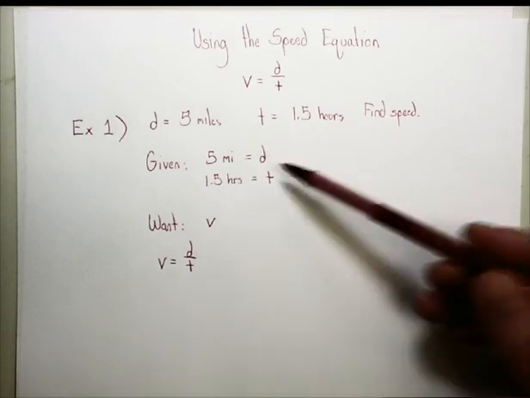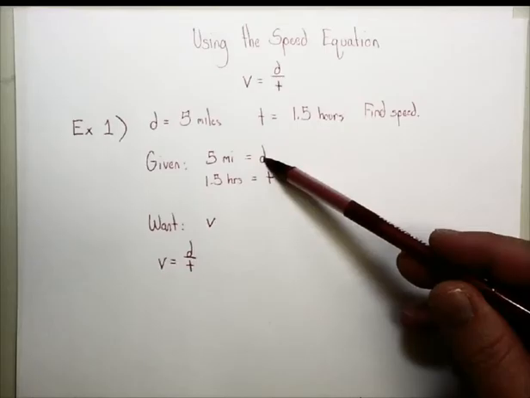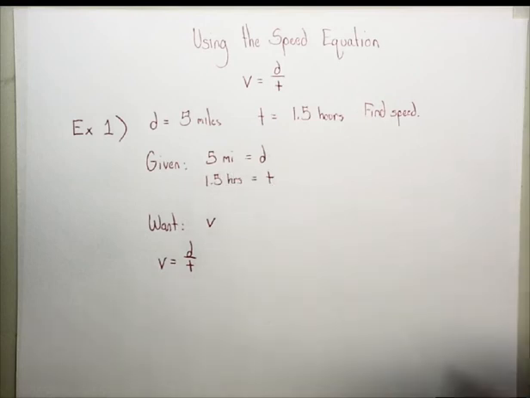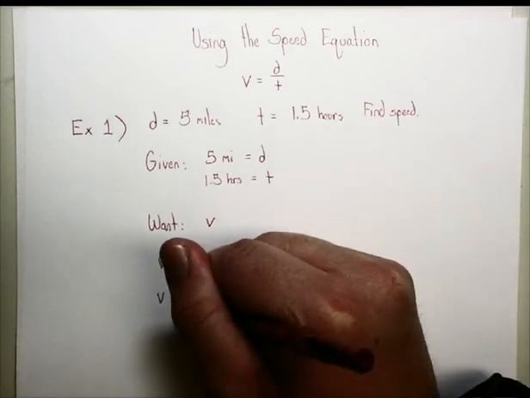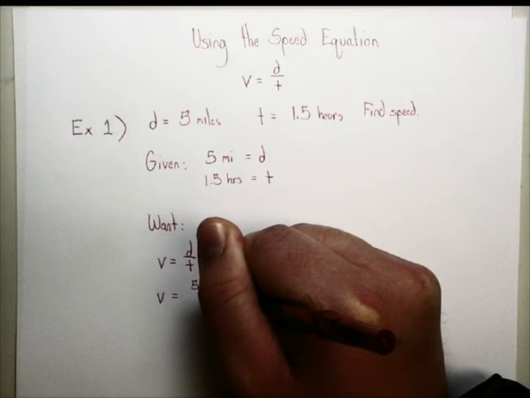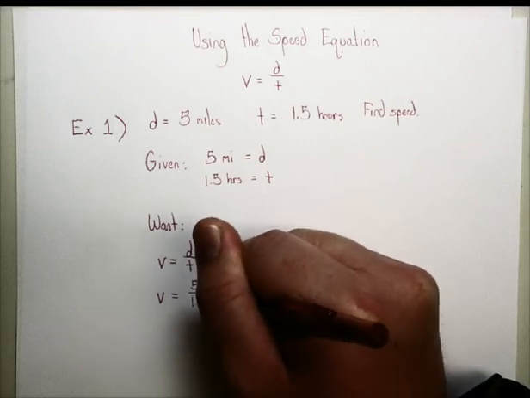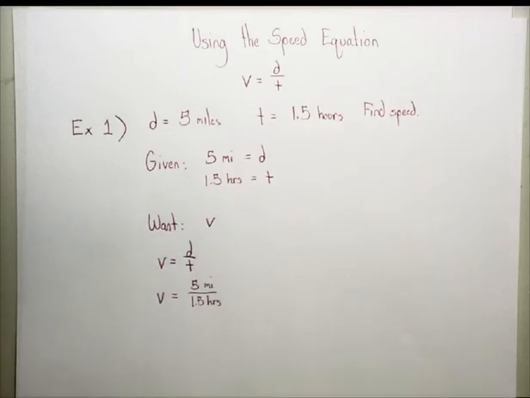Now I'm going to substitute in what givens I know. I know the distance is 5 miles. I know the time is 1.5 hours. So my distance is 5 miles, and my time is 1.5 hours. And what I can do now is, notice that I wrote the units in there. It's kind of up to you. I'm not going to force you to write the units in there if you don't want to, but I will tell you it could be a very handy thing.